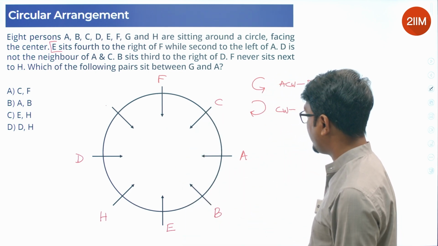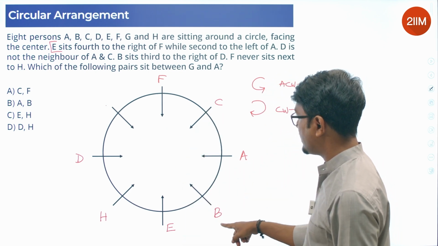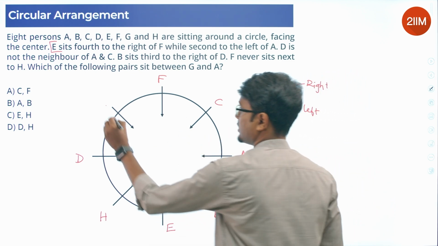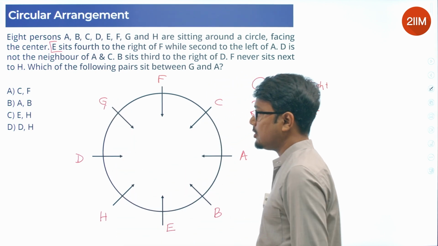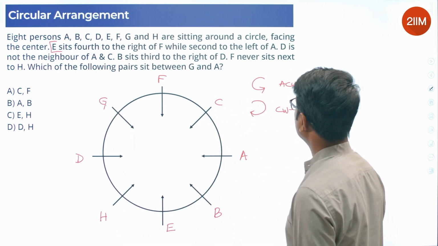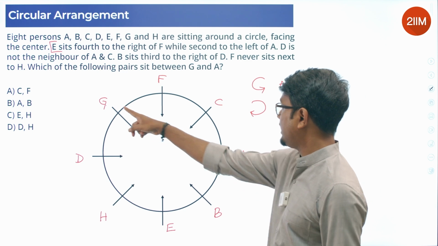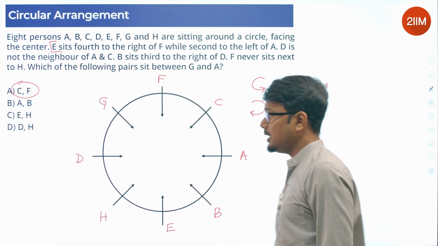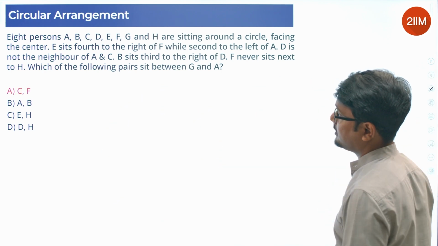So what do we have pending? So A, B, C, D, E, F. Okay, G is pending. G, H. All the 8 people seated. Now what is the question? Between G and A, we have CF, FC. So option A should be the answer. We shall check it out. Yep, right answer.